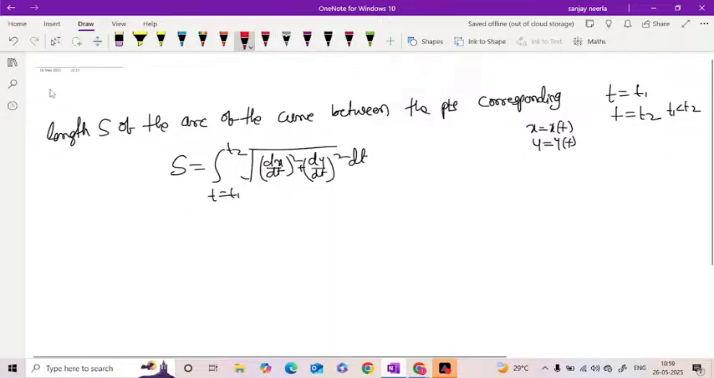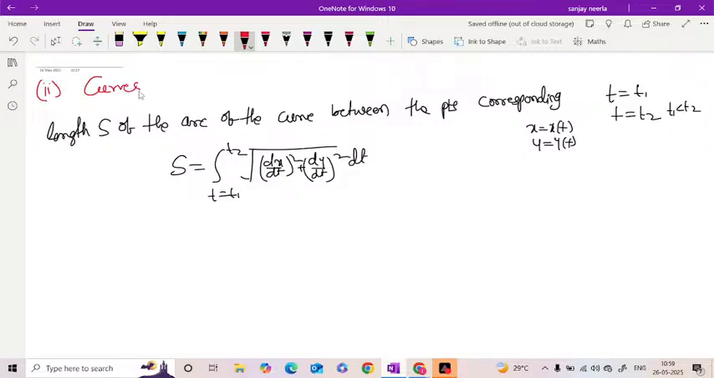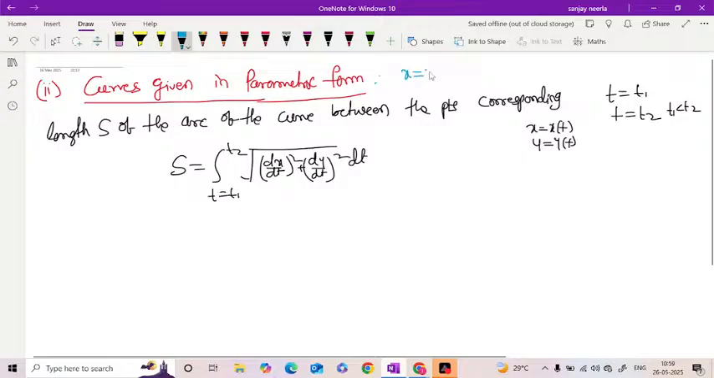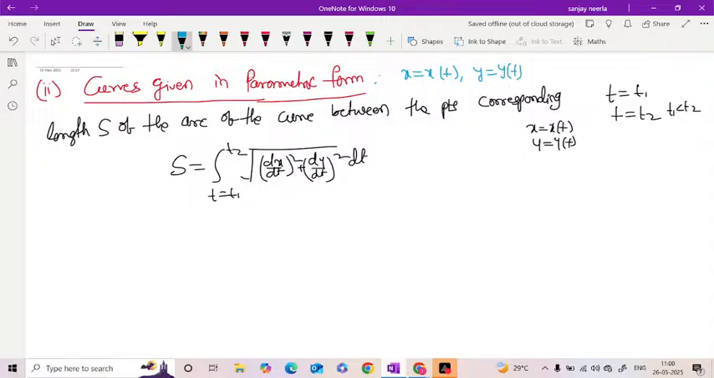Okay, so this is the second way for finding the length of the curve, when the curves are given in parametric form. So here x is equal to function of t and y is equal to function of t. So this is the second one, and this is the parametric form.